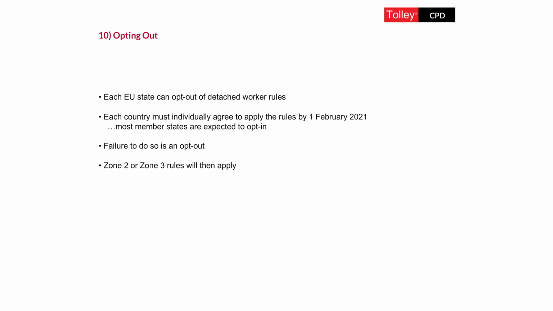So we have a post-Brexit deal, which effectively is nearly the same as the one we had before Brexit, but you can't extend beyond the 2 years as you could before. So each member state will have to decide, are we going to opt in to this UK-EU Trade and Cooperation Agreement for national insurance purposes, or will we opt out and adopt the Zone 2 or Zone 3 rules? I say they've got until the end of January to decide.